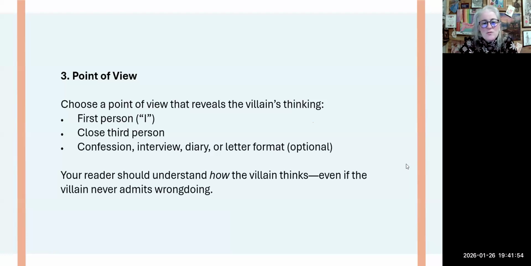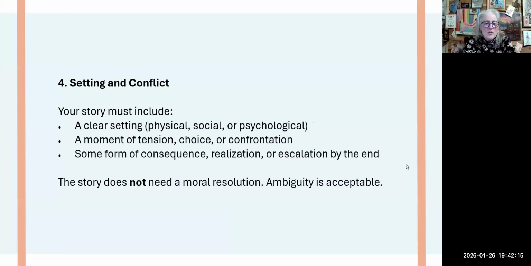Number 3, point of view. Choose a point of view that reveals the villain's thinking. First person is great. Close third person is fine. Confession, interview, diary, letter format, whatever you choose. Your reader should understand how the villain thinks, even if the villain never admits wrongdoing. Number 4, setting and conflict. Your story must include a clear setting, physical, social, or psychological, a moment of tension, choice, or confrontation, and some form of consequence, realization, or escalation by the end. The story does not need a moral resolution. This is not a whole story. We're just building a character. We're doing a scene with a character, if you will.